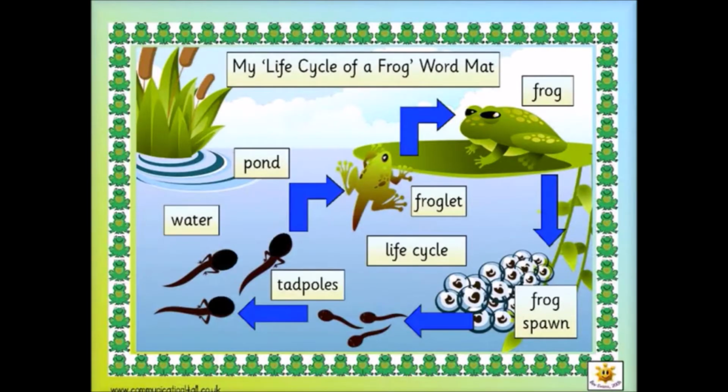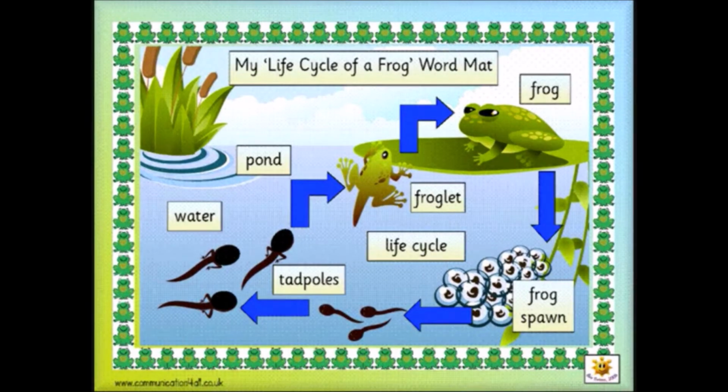Life cycle of a frog. Just see how the frog has its life cycle. First it lays eggs, and then it forms frog spawn where many eggs will be there. From there they become tadpoles, and the tadpole swims in the water. Then it becomes a froglet, and the froglet has a big tail, and then it becomes an adult frog by cutting down the tail.